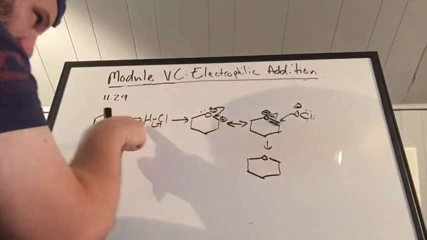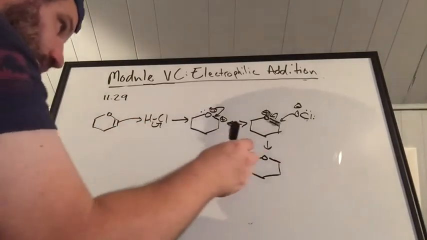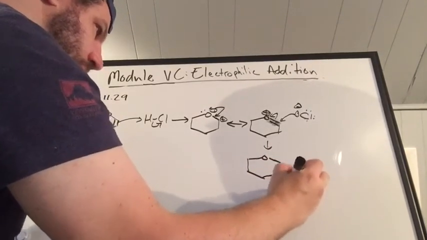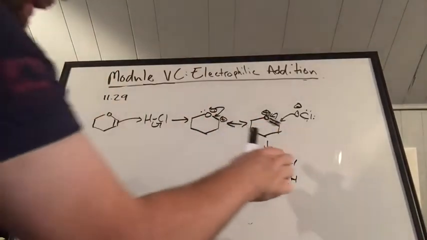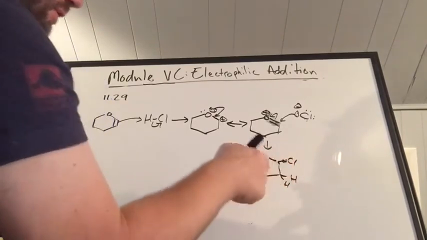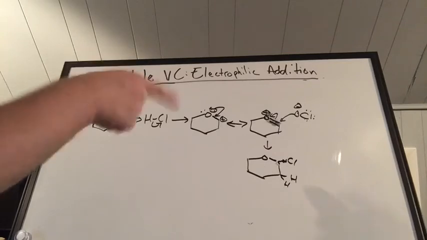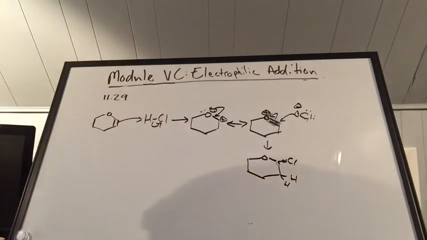So in other words, that hydrogen that originally protonated the alkene is going to be at the bottom. And you're going to have a chloro group. And again, this is going to be R and S because you have a difference about the ring. It's not symmetric with relation to where that carbon center is. Okay, so that's going to be the product that you would form in 11.29.